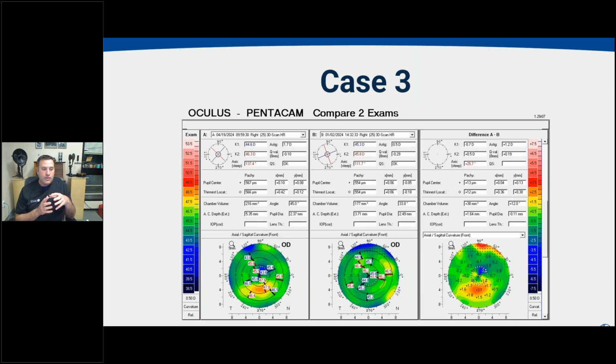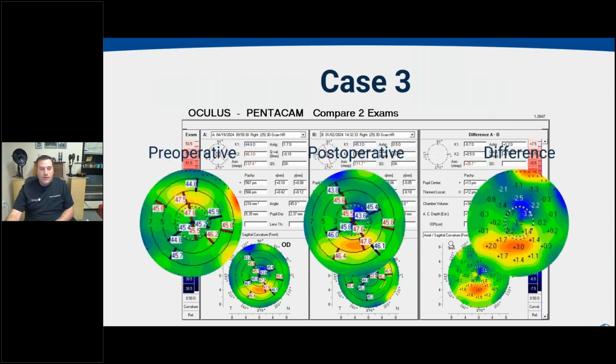And we can see that there is a pretty significant flattening right in the center of her cornea. If we look at the difference map on the bottom right, which is giving a corresponding steepening right below that, there is certainly central irregularity which did not exist before the surgery. And now we have to figure out why that is the case.